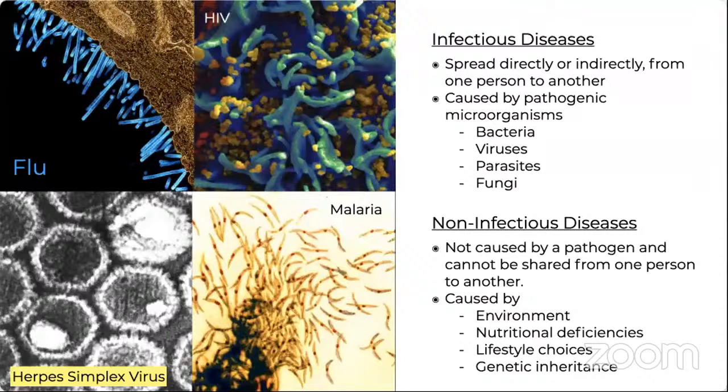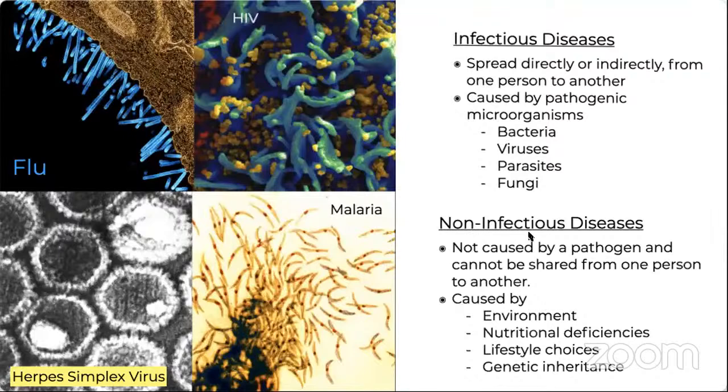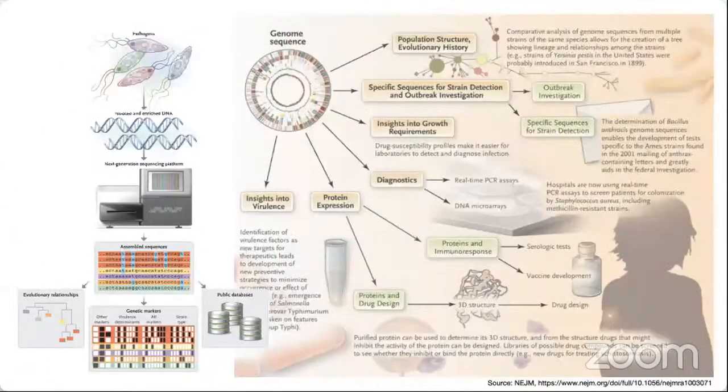And the non-infectious diseases are caused by nutrition deficiency, or by the chronic development of different responses to factors like environment and lifestyle, and it can also come from genetic inheritance, etc. So I want to give you a special overview of how omics data is actually helping in understanding infectious diseases.